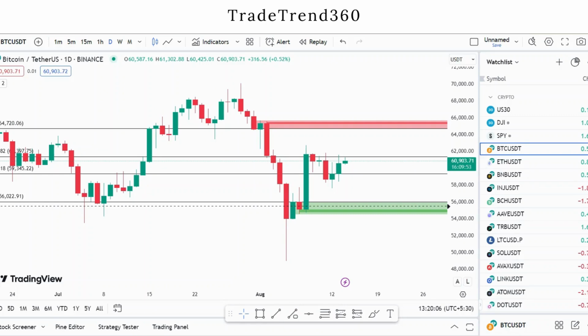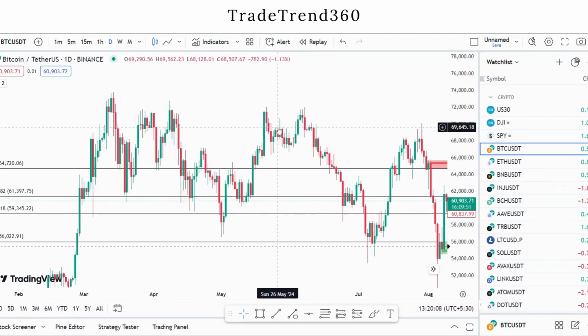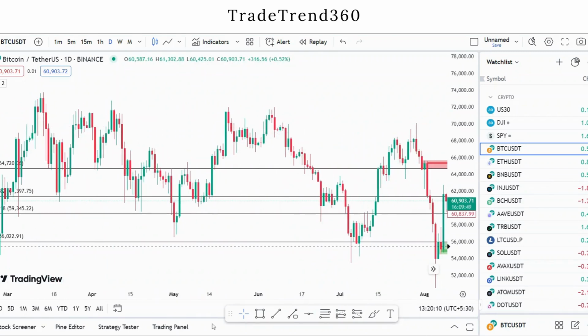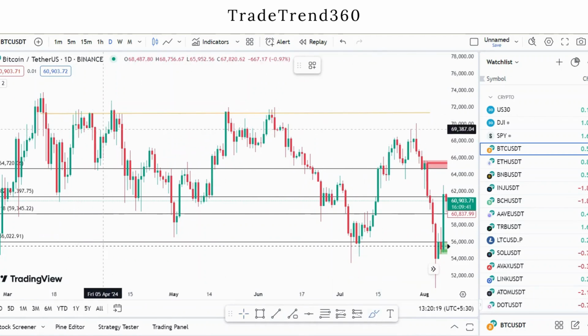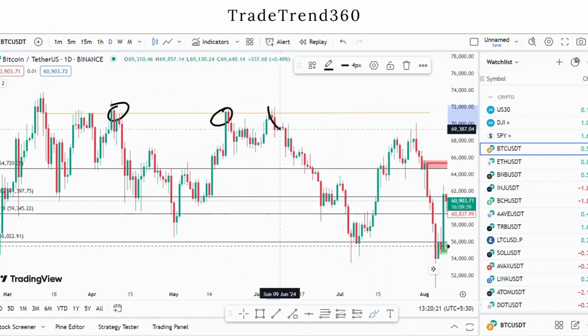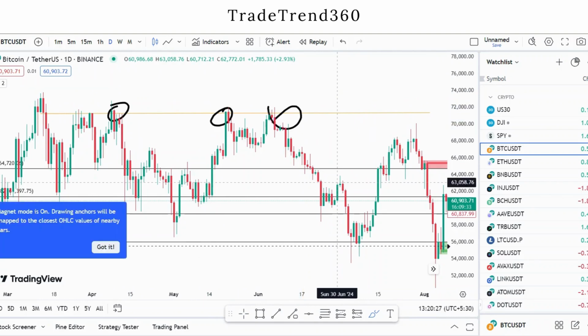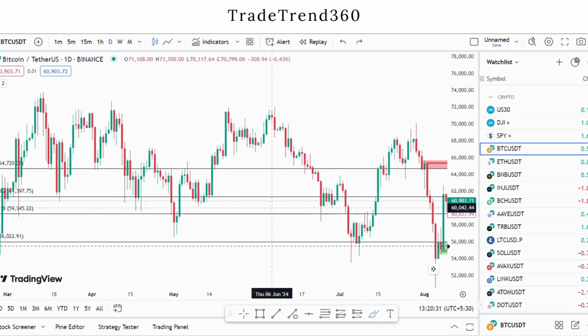So when you think that this is a resistance here, many of them would have taken trades either here or here or here, but this is very wrong, right? They would all have been trapped. So what should we do, right?